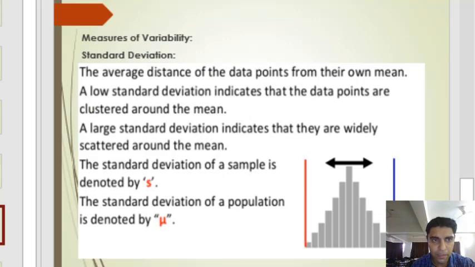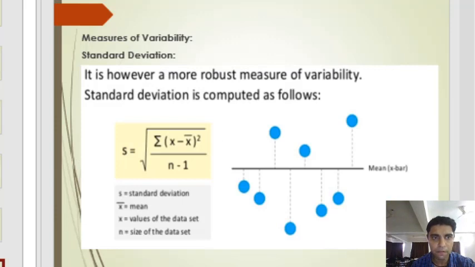Next measure of variability is standard deviation. The average distance of the data points from their own mean is called standard deviation. A low standard deviation indicates that data points are clustered around the mean. A large standard deviation indicates that they are widely scattered around the mean. The standard deviation of a sample is denoted by S. The standard deviation of a population is denoted by mu. This diagram shows the standard deviation. It is, however, a more robust measure of variability.